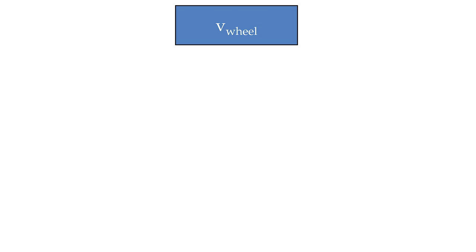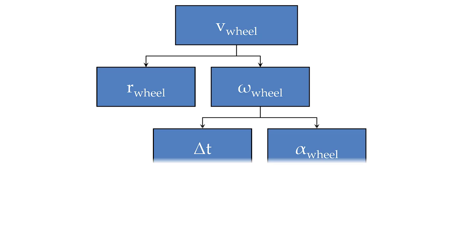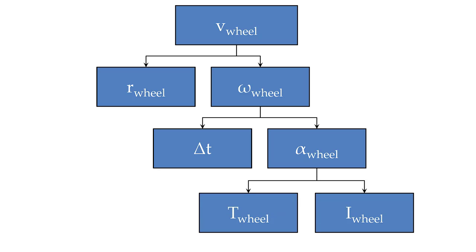we can talk about having a linear velocity of the wheel. As you recall, the linear velocity of the wheel is going to be determined by the radius of the wheel and then the angular velocity of the wheel. That angular velocity of the wheel is going to be determined by the angular acceleration of the wheel and the change in time. The angular acceleration of the wheel is going to be determined by the torque of the wheel as well as the moment of inertia of that wheel.